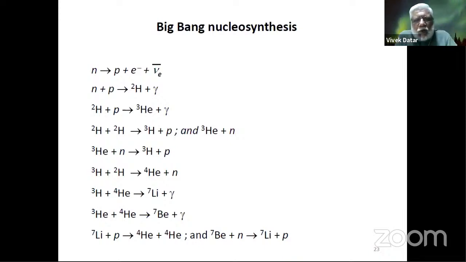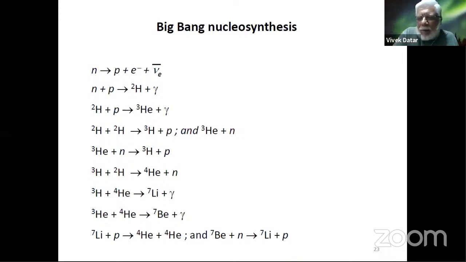Then the last two reactions mentioned here: helium-3 and helium-4 go to beryllium-7 and a photon, and then of course the lithium can capture a proton to give you beryllium-8, which quickly decays within 10 to the minus 16 of a second to give you 2 alpha particles. And the beryllium-7 can undergo a charge exchange and so on. So these are the reactions that indeed take place in the Big Bang nucleosynthesis, but you cannot go further.